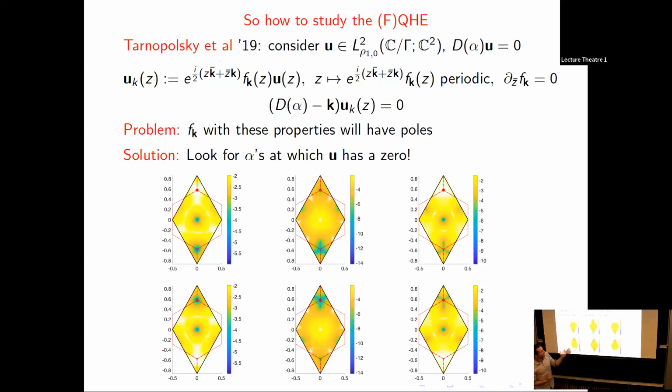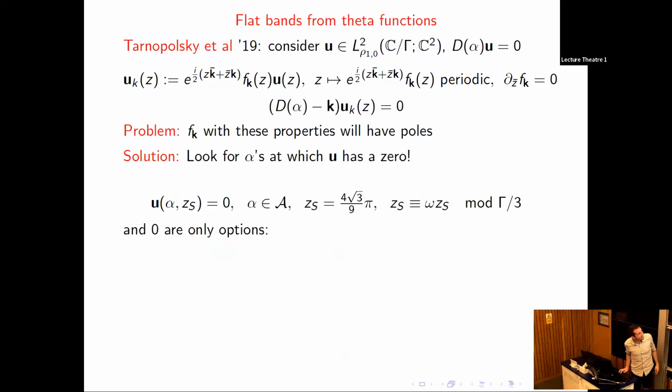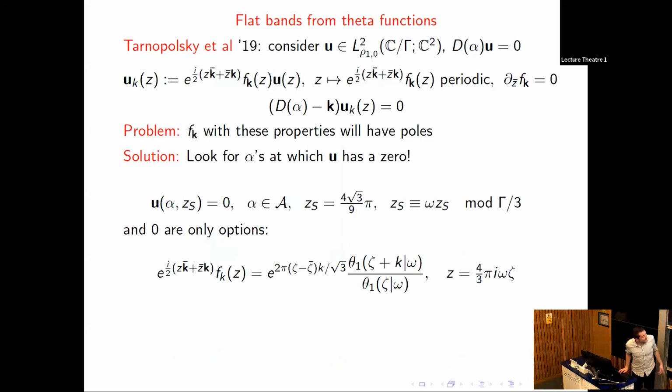These are vectors, so I have two components, and I plot the modulus of them. Zeros have to coincide. So here I have a zero at 0, here I have two zeros there, and here I have two zeros that coincide there. And then I have to prove, of course, that this is what always has to happen at these magic angles. And then what this function fk looks like is given in terms of theta functions.